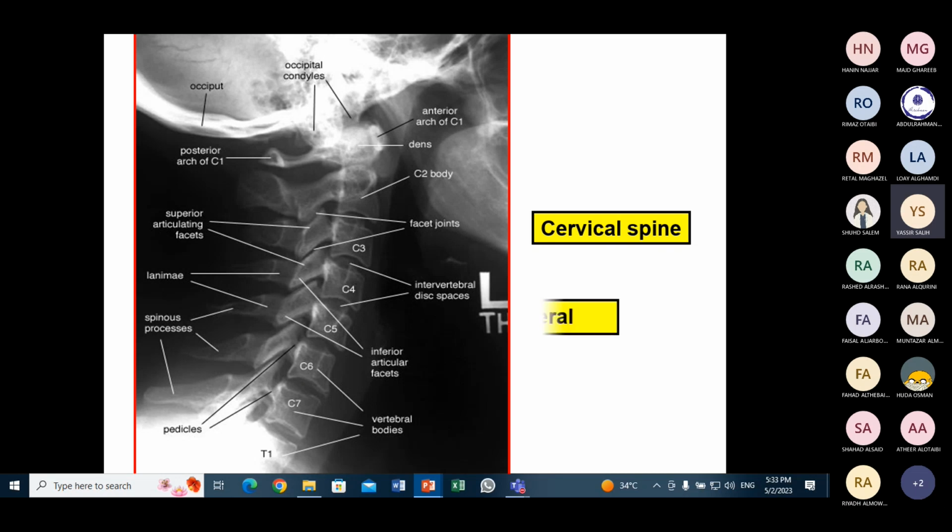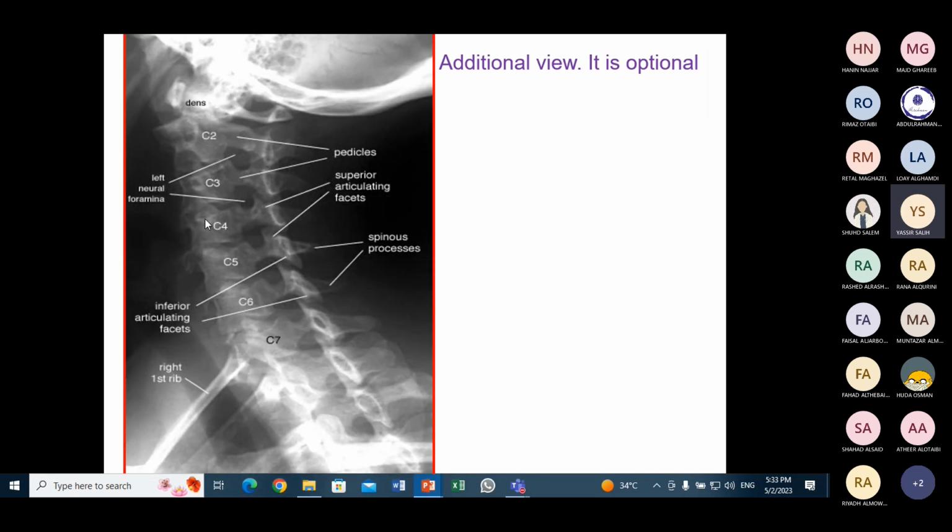We have another view, the oblique. In the oblique view, notice that the oblique always helps us in assessment of the pedicles. If you are interested in the pedicle, we can do this oblique view, which is an additional view. And also you can see the other parts that have been explained, spinous process, the vertebral body, and the pedicles. This is an additional view, not standard. Standard is AP and lateral view for any part of the spine.